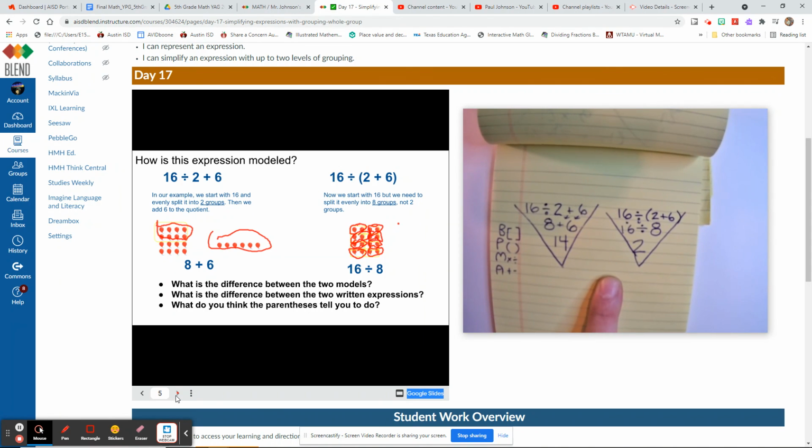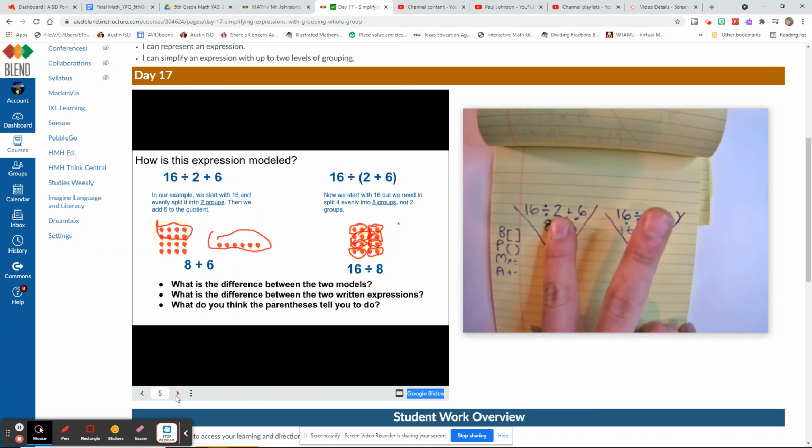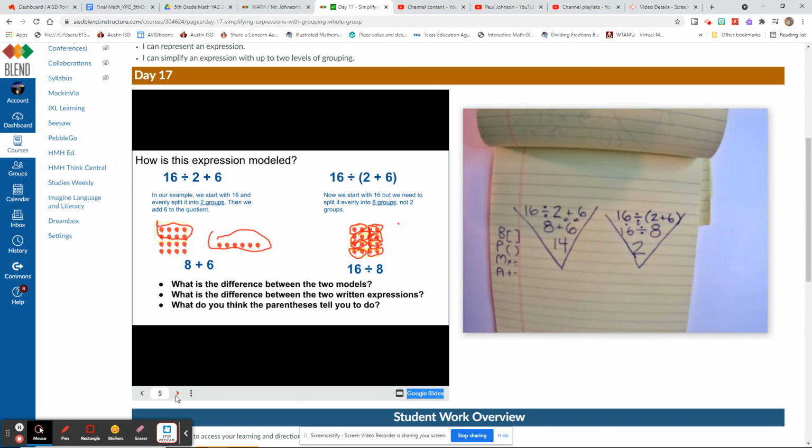So as you can see, we're getting a very different answer from the same expression just by putting grouping symbols on one of them. So that's the power of grouping symbols. Parentheses and brackets are your grouping symbols.